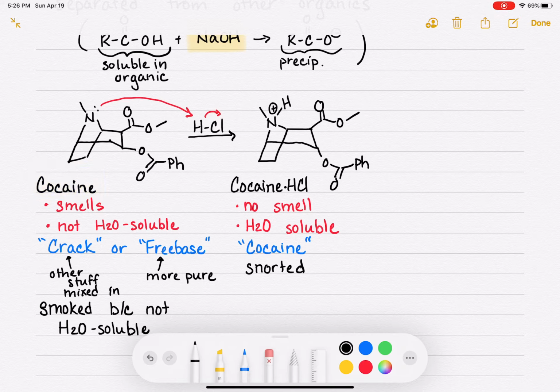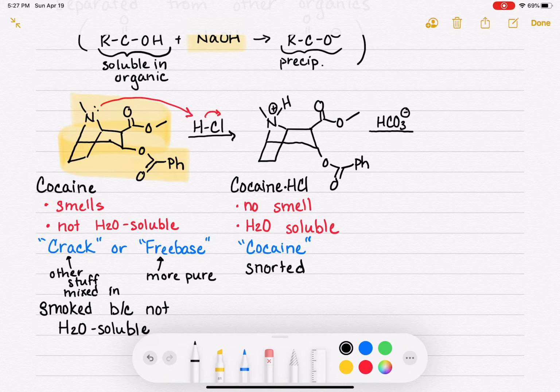So the problem with cocaine HCl, when we do this protonation right here, and take it into our body in this form, is that's not the way that Mother Nature synthesized the drug. Mother Nature synthesized it like that. And so that pure form of the cocaine, the true cocaine molecule, is the one that will get you the best high.